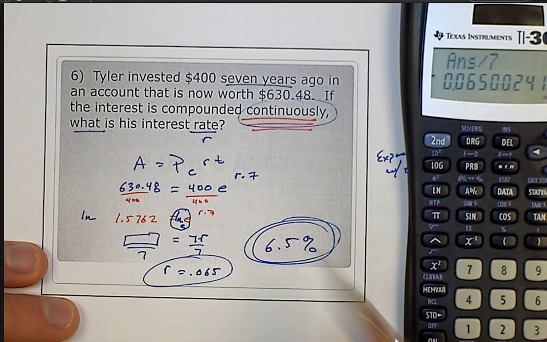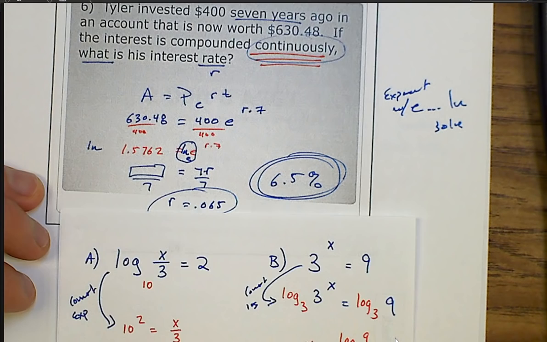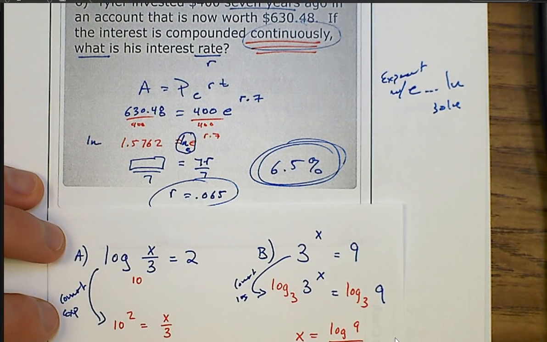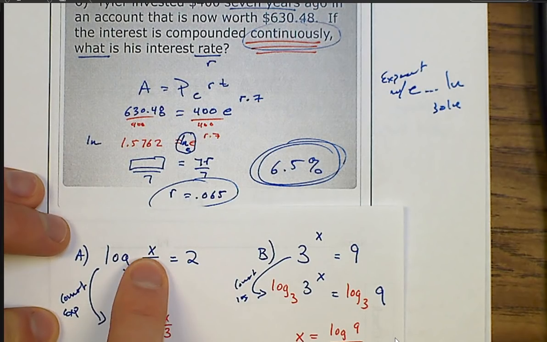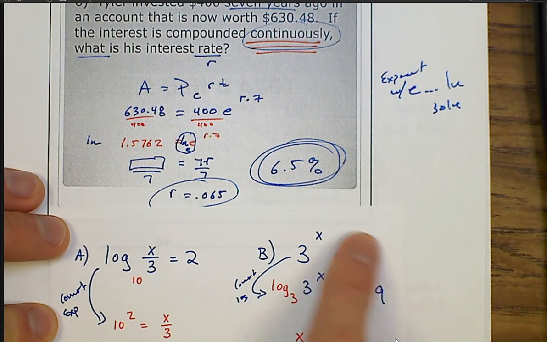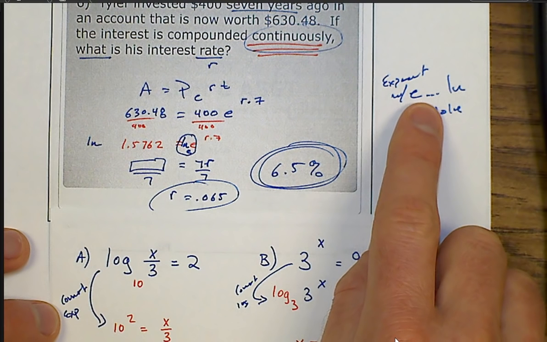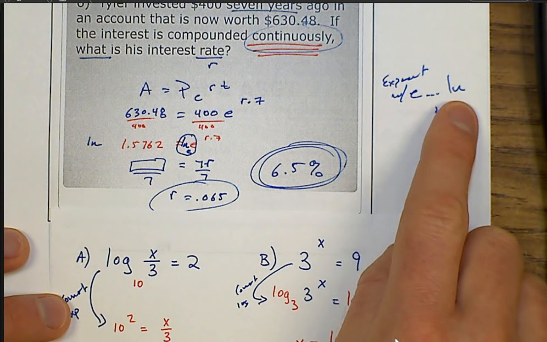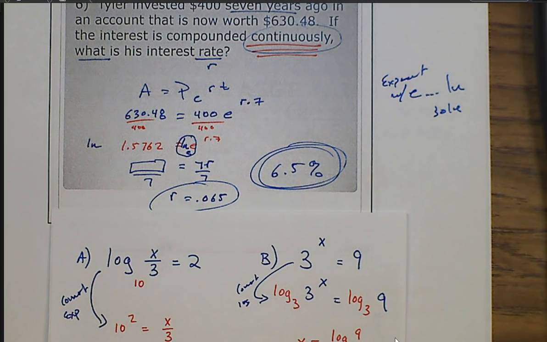All right? And so hopefully you saw a lot of similarities between this lesson and what we did in lesson 10. It's the same kind of concept. If you have a logarithm equation, you're going to convert to exponents and solve. If you have exponential form, you're going to turn it into logarithms and solve. When you see e in the problem, you're going to use natural logs, and when you have natural logs, you're going to use exponents. It's a lot of the same stuff that we did in lesson 10, all right?